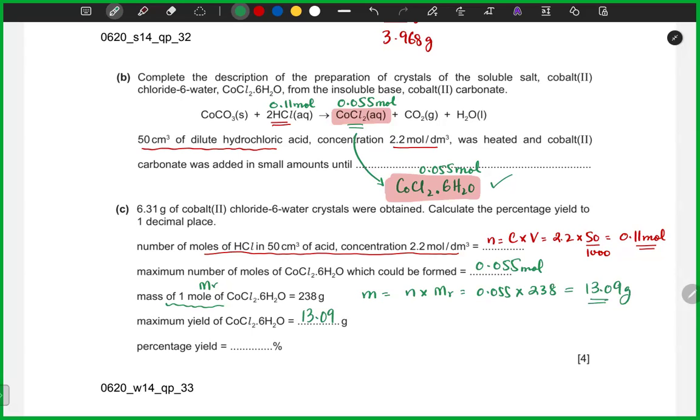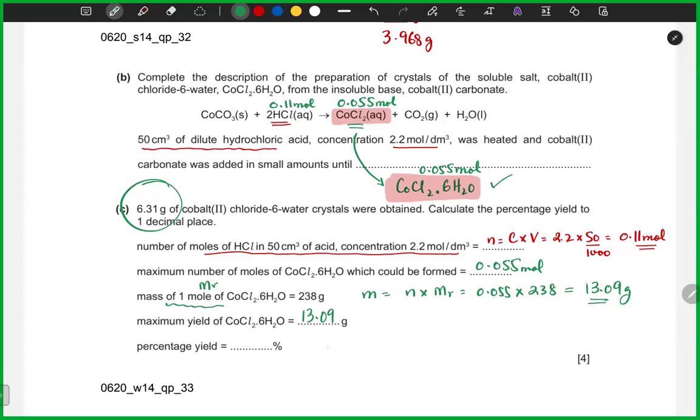As I remember, this is the theoretical. This is all my working on my calculator. So theoretically, on paper, on my calculator, I should be getting 13.09 grams. Yeah. Okay, what am I getting? He says that I'm getting 6.31 grams of the crystal, not 13.01.